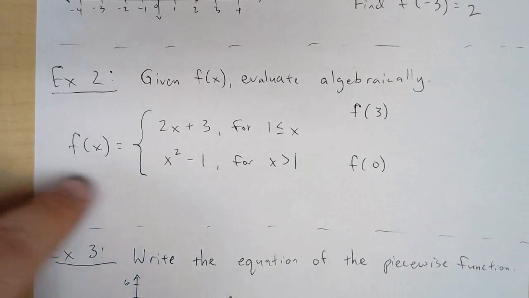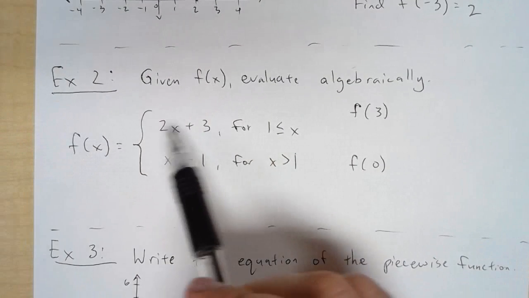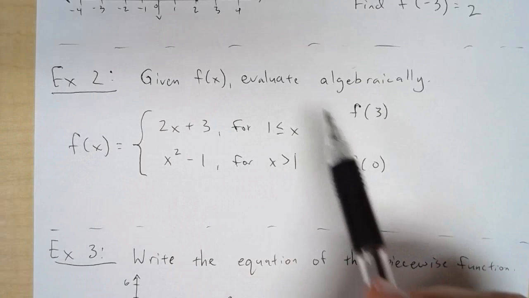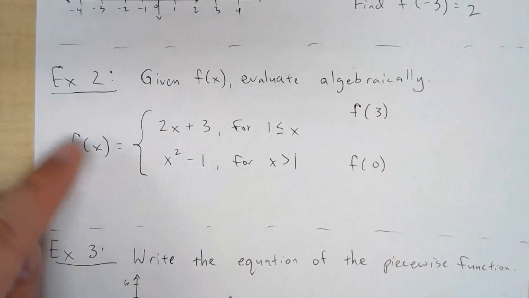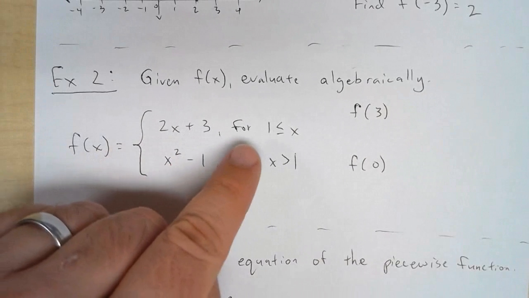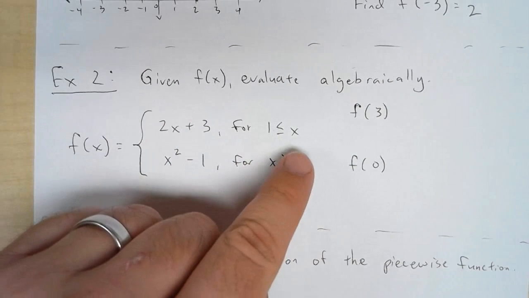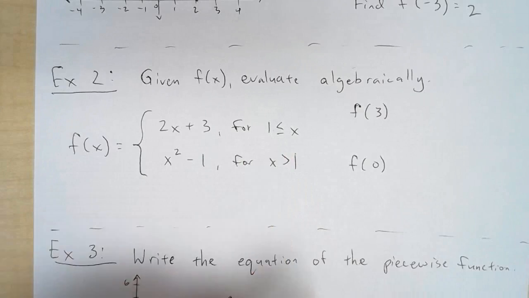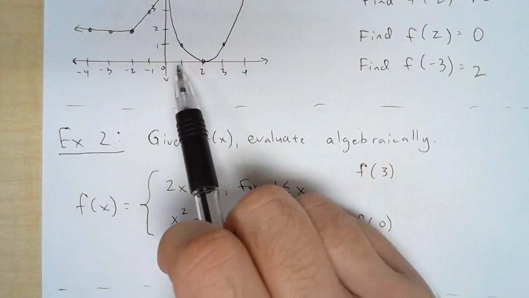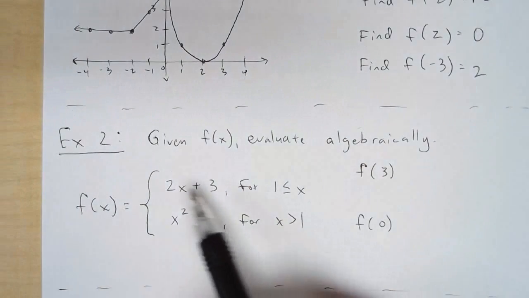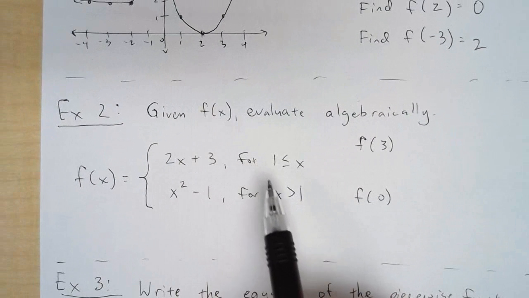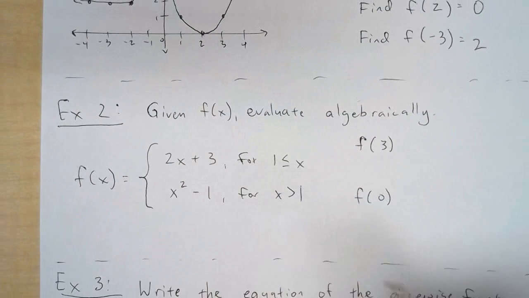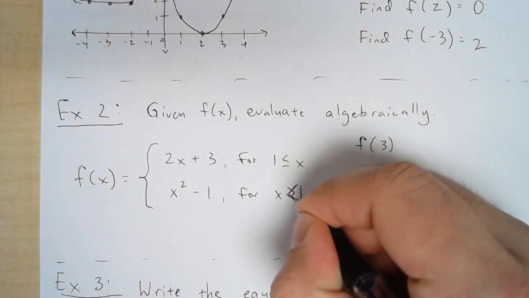Given f of x, which is this stuff, we've got our equations, we've got our domain limiters over here. Evaluate algebraically. So here's the hard part about this. We're given our function, which is 2x plus 3 for 1 is less than or equal to x. So it says that x is bigger than or equal to 1. So everything, if we were to graph it over here, everything to the right would be where this function works. To the left side, so from everything where x is, that's supposed to be the other way around. X is less than 1.